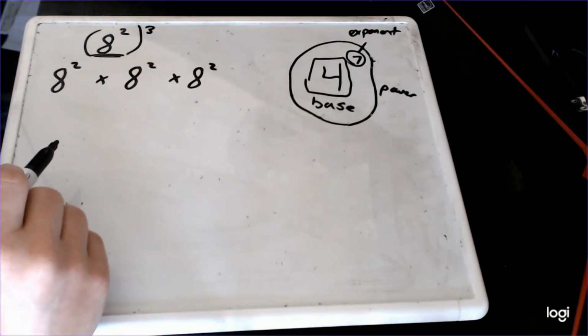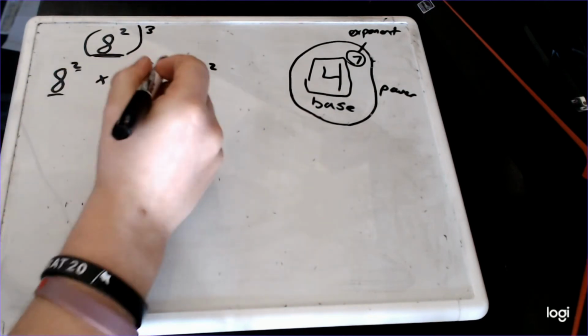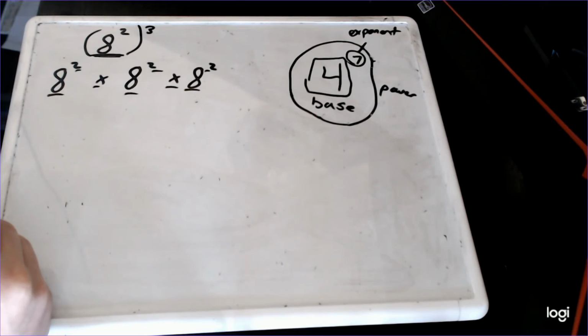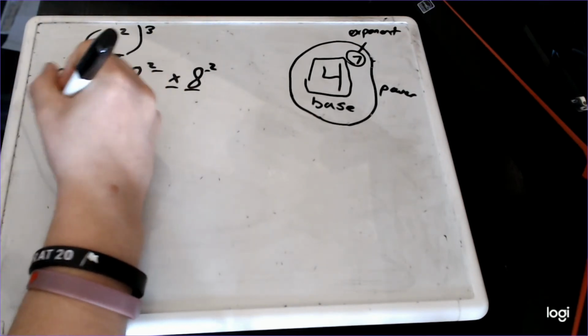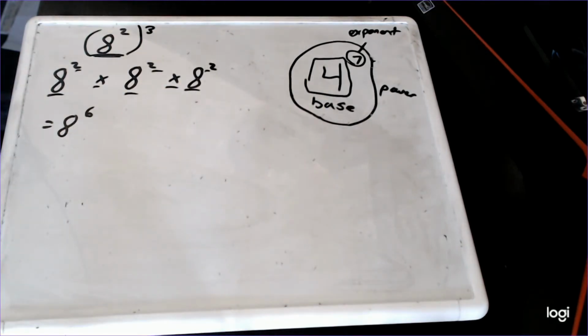And we know how to do this from last time, because we have all the same bases. So all we have to do is add our exponents, because we're multiplying. Okay? So 8 to the exponent 6. 2 plus 2 plus 2 is 6. So, basically, we have a new rule.